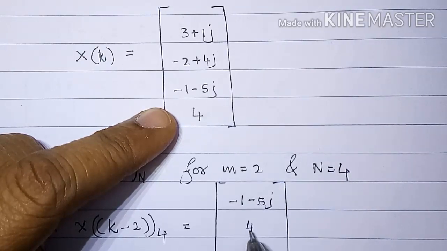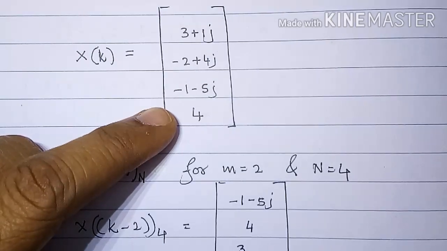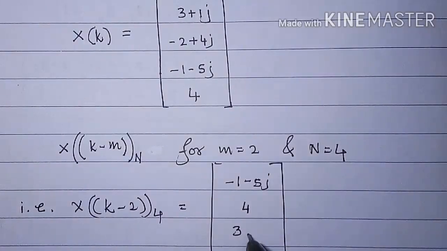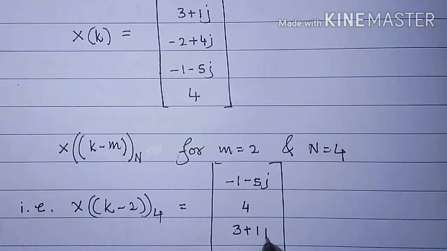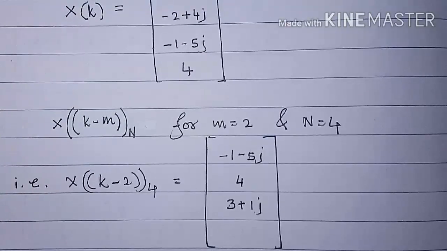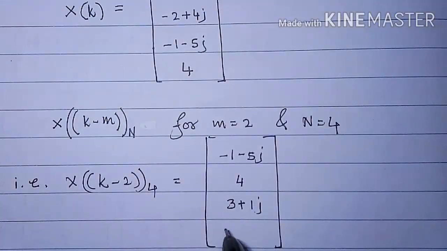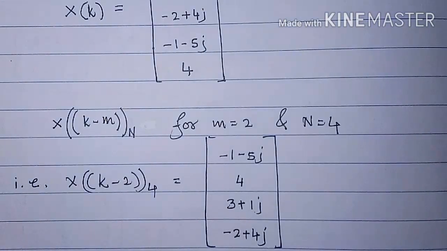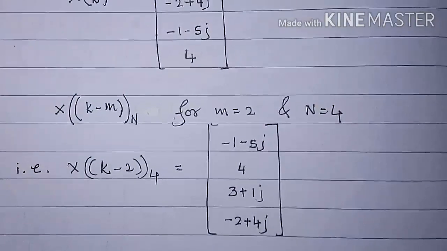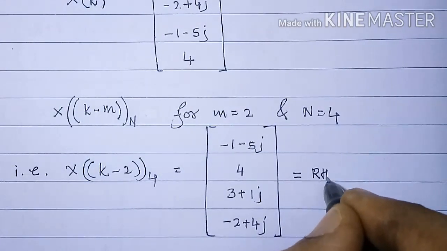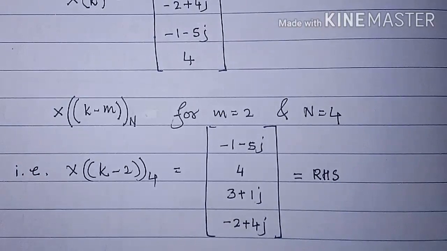Now below 4 we will have 3 plus 1j, and below 3 plus 1j we will have minus 2 plus 4j. This is now RHS for us.